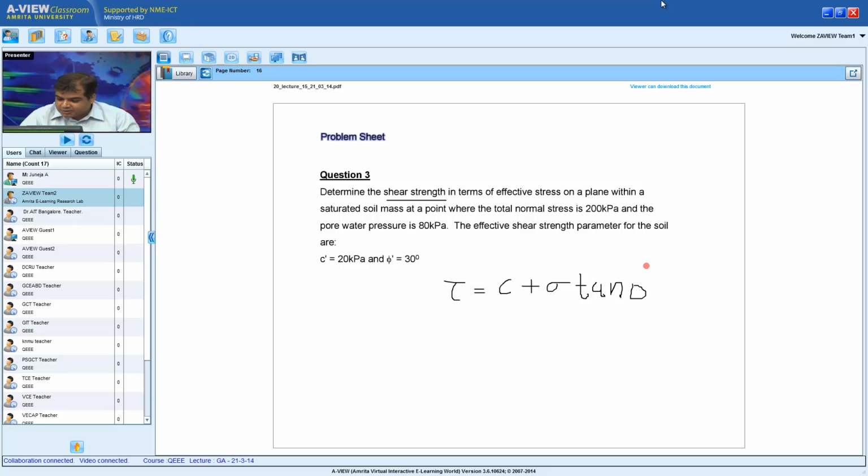But some of the bright engineers have told us this is not right. It should be C prime plus sigma prime tan phi prime, because the strength of the soil depends on the effective stress. So if I plug in my C prime value, which is 20 kilopascal, sigma prime, the effective stress, total stress is 200, pore water pressure is 80, so 200 minus 80, and phi prime is given as 30. I plug in my numbers, I get the solution to question 3.